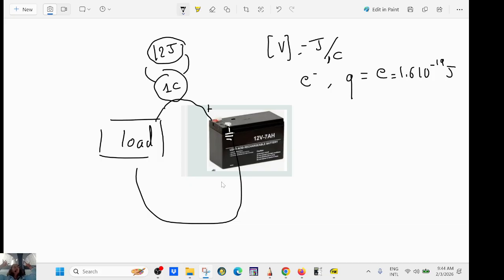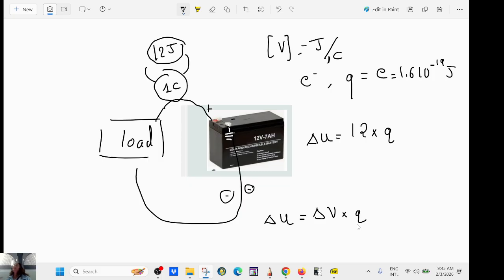So each electron will be given an energy from the minus. They leave the minus, all those little electrons, and they're going to give that energy to the load. Each electron will have a potential energy of 12 times the charge. Does it make sense? Because what is delta U? The potential energy is the voltage times the charge, because the voltage is the energy per unit charge. Are you with me on that?